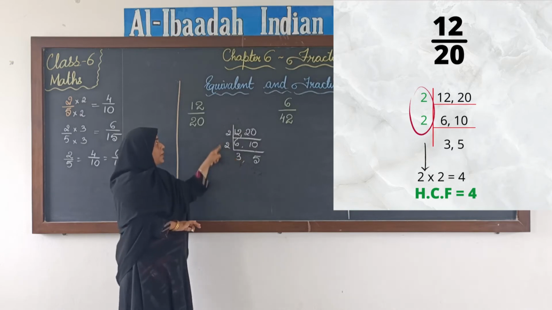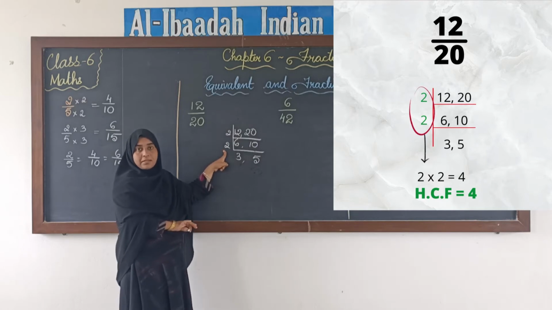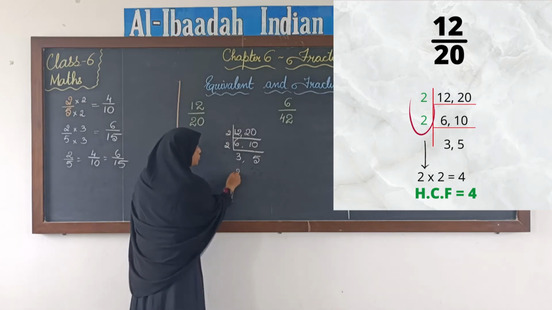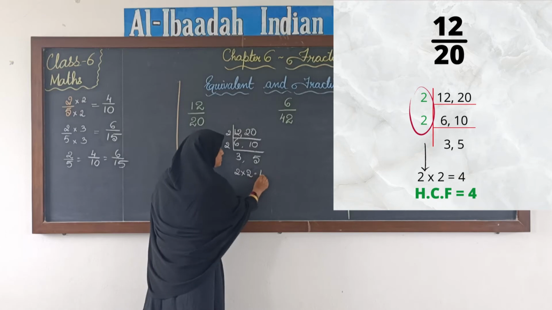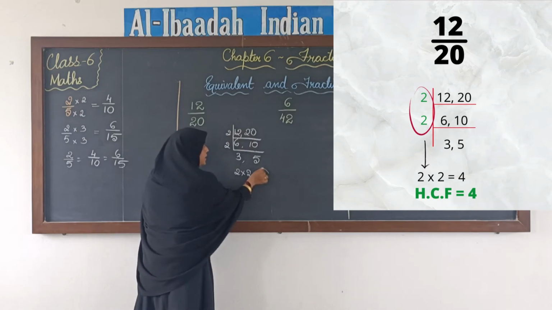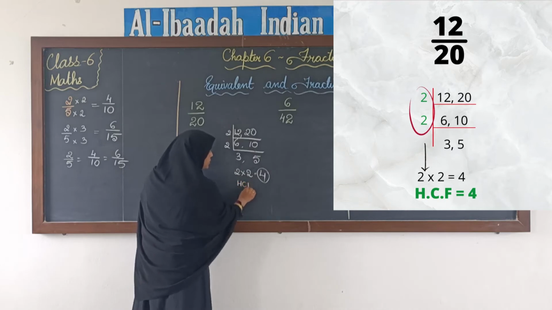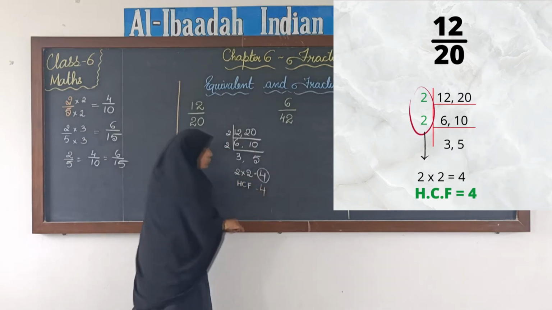Okay. So, now 2 and 2. These two are the common factors that divide 12 and 20. So, 2 into 2. 2 into 2 is 4. So, the highest common factor, HCF, of 12 and 20 is 4.